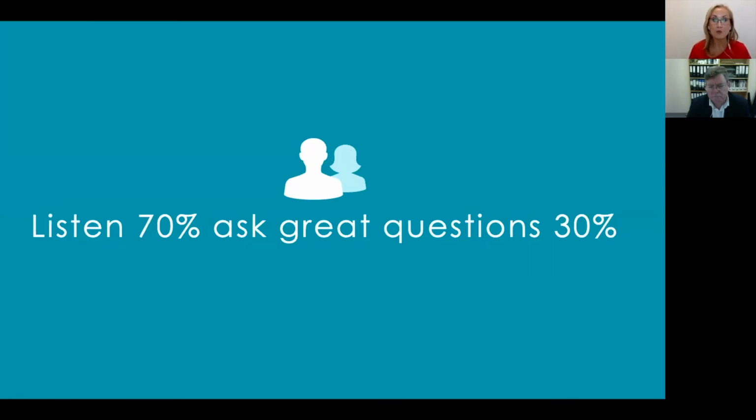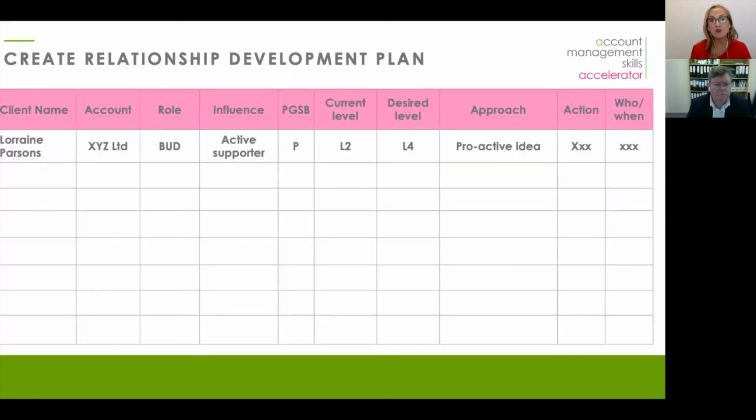But fundamentally, what we should be doing when we're in front of our clients is listening 70% of the time, and 30% of the time asking for more information. There's obviously a way to ask questions so that they don't feel that they've got the Spanish Inquisition, but certainly we can position ourselves as a much more strategic and trusted advisor by asking really good quality questions on an ongoing basis.